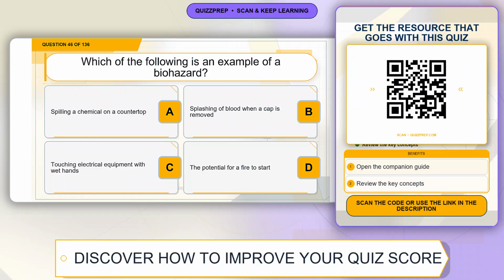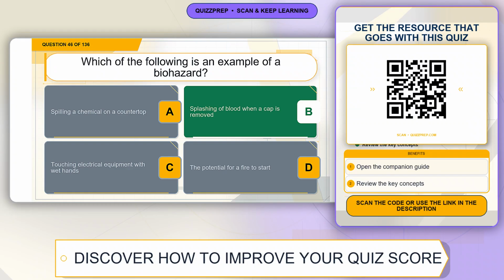Question 46. Which of the following is an example of a biohazard? Option A, spilling a chemical on a countertop. Option B, splashing of blood when a cap is removed. Option C, touching electrical equipment with wet hands. Option D, the potential for a fire to start. The correct answer is option B, splashing of blood when a cap is removed.